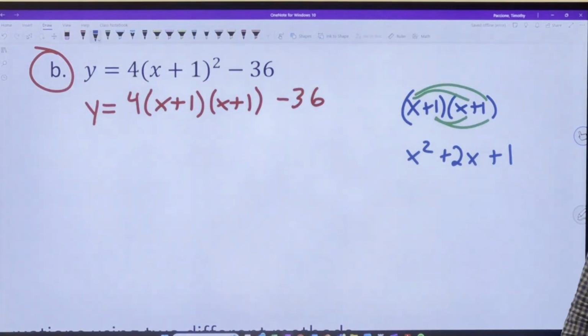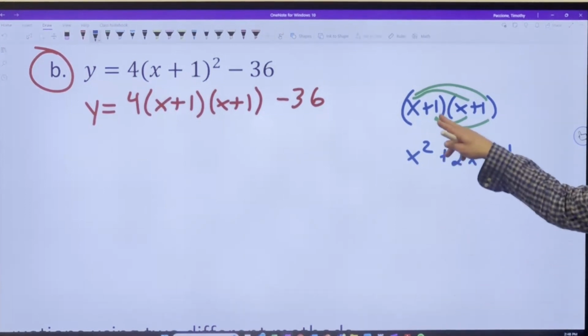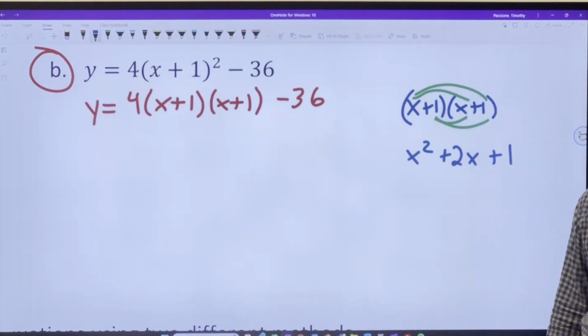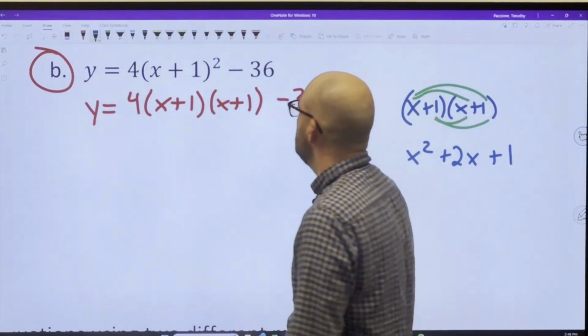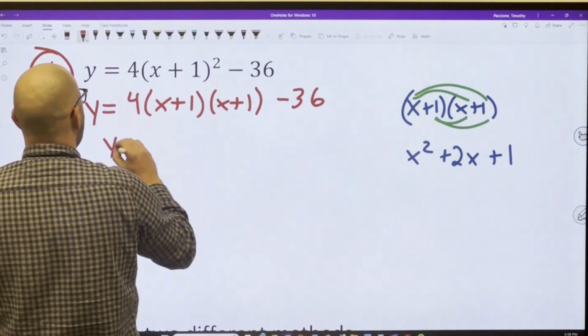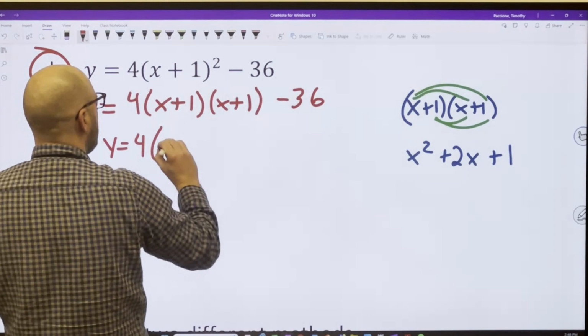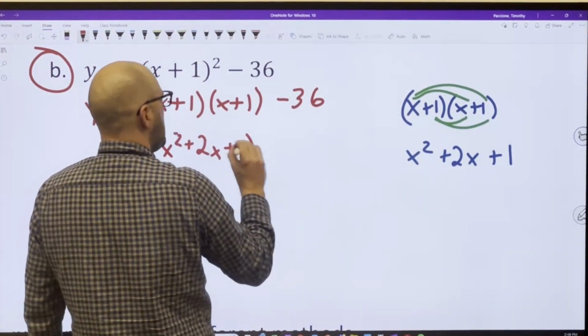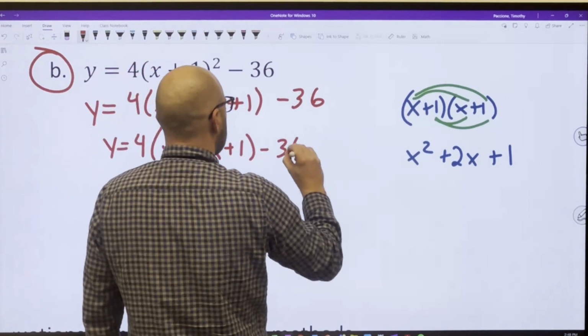Question? When you FOIL, can you go from 1x, so I think that's inner? Would that just be 1x? Yeah, 1 times x is just 1x, right? And then this was 1x, and the outer was 1x. So you add them together, you get 2x, yeah. Yep, good question. All right, so then that means that this part becomes that. So I get y equals 4 times x squared plus 2x plus 1 minus 36.